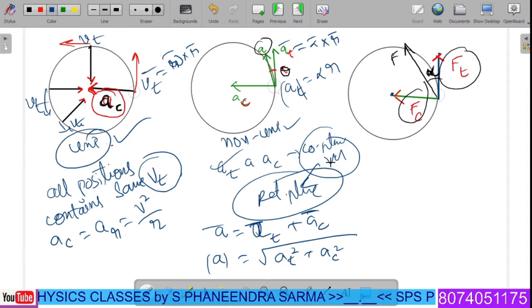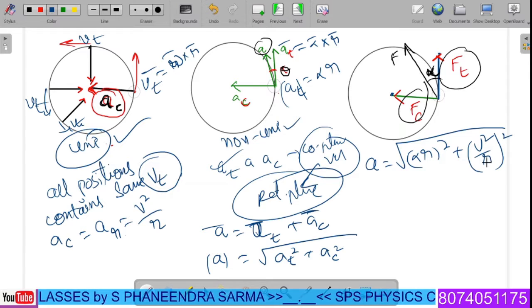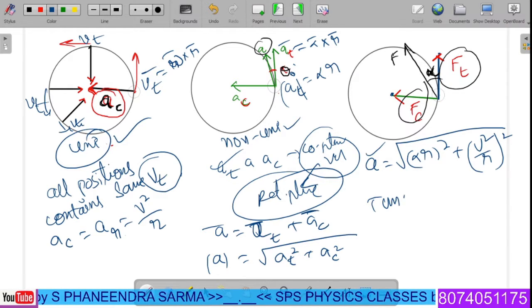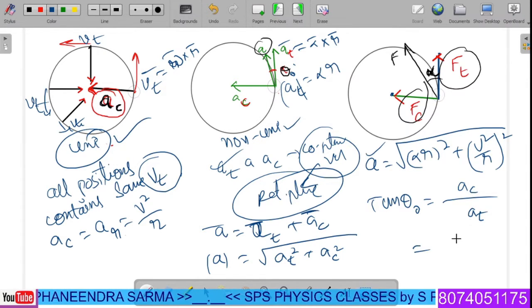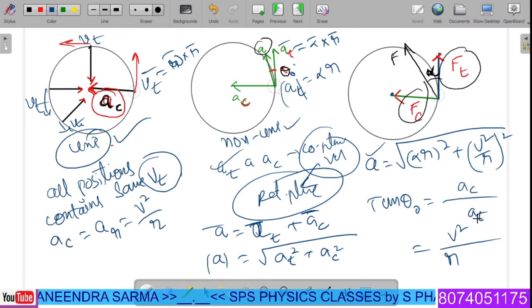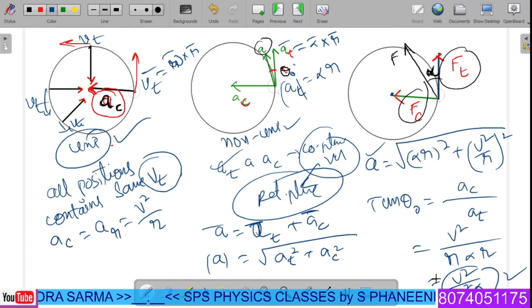Now, in the given problem, we substitute all the parameters here. The net acceleration is equal to the root of (alpha into r) whole square plus (v square by r) whole square. This is the net acceleration acting on the system. Suppose the resultant acceleration A makes an angle of theta naught with respect to the tangential direction, then tan theta naught is equal to AC by AT. What is the formula for AC? V square by R. What is the formula for AT? Alpha into R. So tan theta naught is equal to v square by r square into alpha.